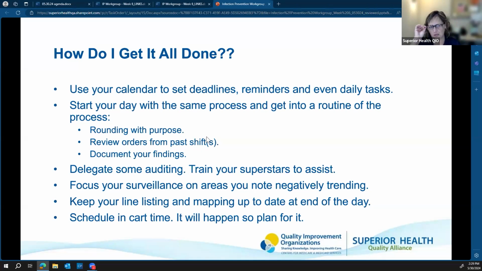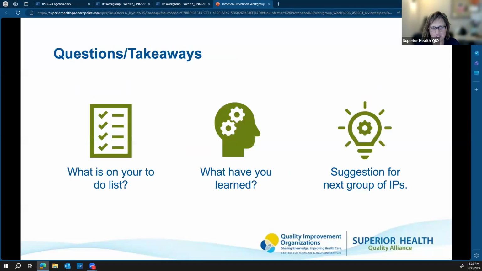Any questions anybody has? All right, we are almost at time. So here's a little slide about how to get it all done. First and foremost, take a deep breath, and just make sure that every day is going to be an adventure. So keep an open mind, find your patience. So questions and takeaways. What is on your to-do list? What have you learned? And can you give us some suggestions for the next group of IPs?